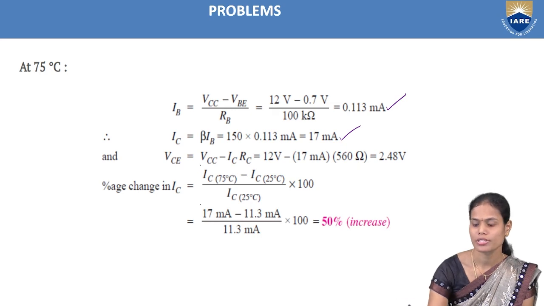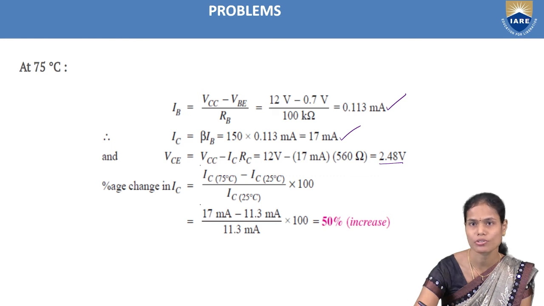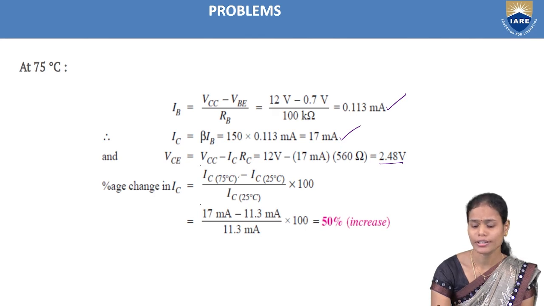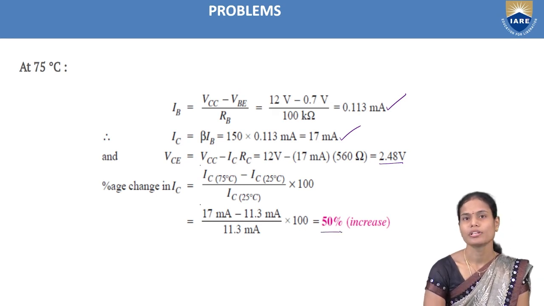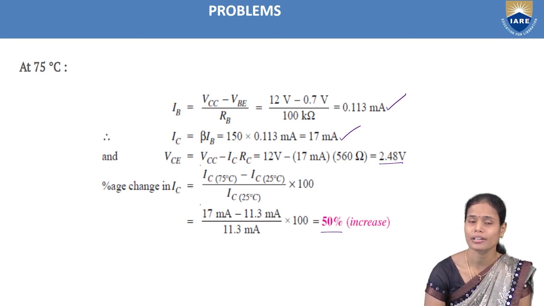And similarly, VC equal to 2.48 volts. Why? Because if the IC is changing, VC will also change, because in the VC equation we have IC. So how much change in the IC? To find that, we take the collector current at 75 degrees Celsius minus the collector current at 25 degrees Celsius, divided by the collector current at 25 degrees Celsius. After substituting all those values, we will get it as 50%. So once the temperature is changing from 25 degrees to 75 degrees, the collector current is increasing by 50%.